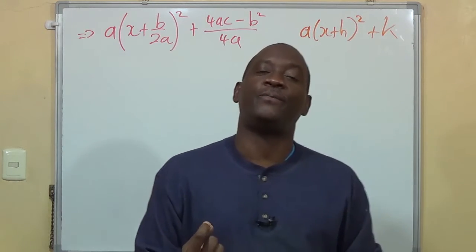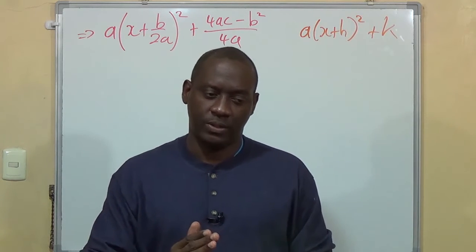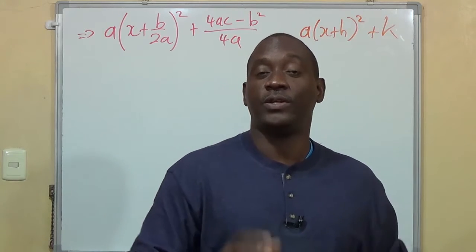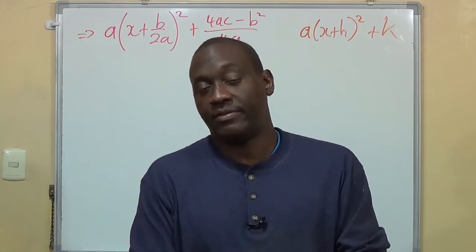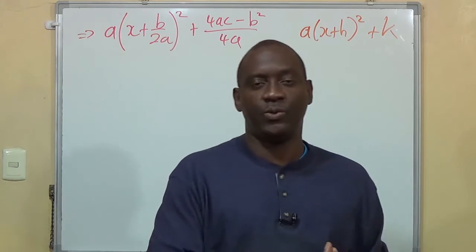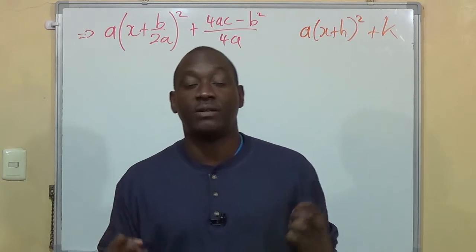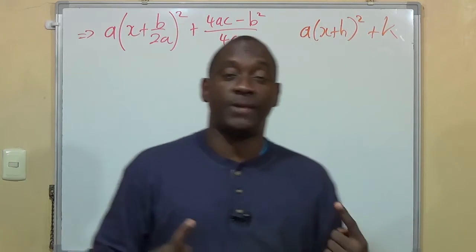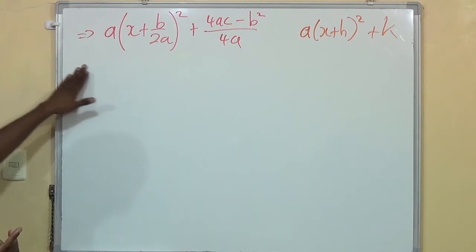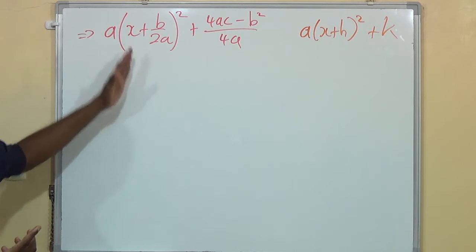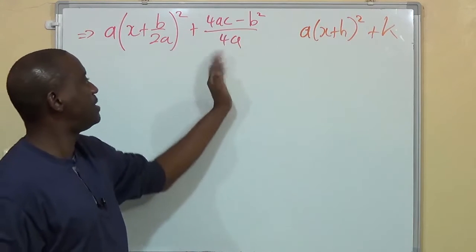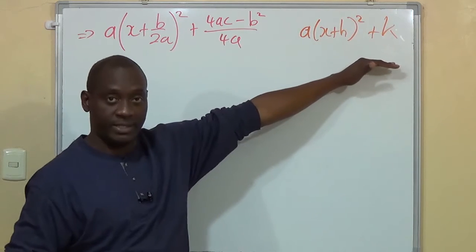In this video, we're going to continue in the series of completing the square. We're going to use the result derived from the previous video to do something else. In the previous video, we completed the square on the general quadratic expression, and we moved from the standard form ax squared plus bx plus c to the vertex form a into x plus b over 2a, all to be squared, plus 4ac minus b squared over 4a.